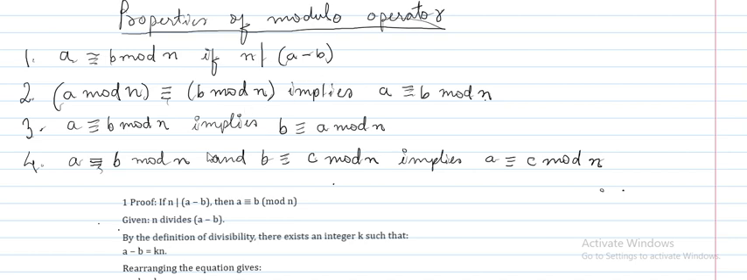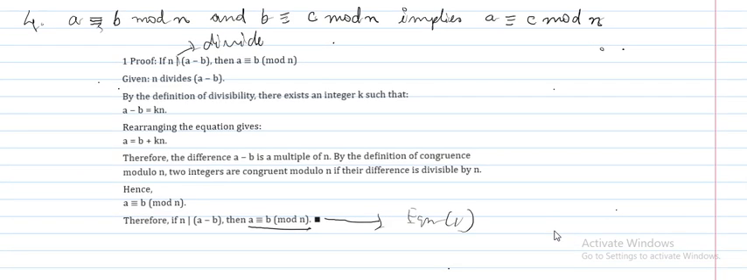a minus b. So see the proof here, given n divides a minus b. See these symbols, this is divide. Okay, so we read this as divide. n divides a minus b. So by the definition of divisibility, there exists an integer k such that a minus b is equal to kn. So rearranging this equation, we can write a is equal to b plus kn.